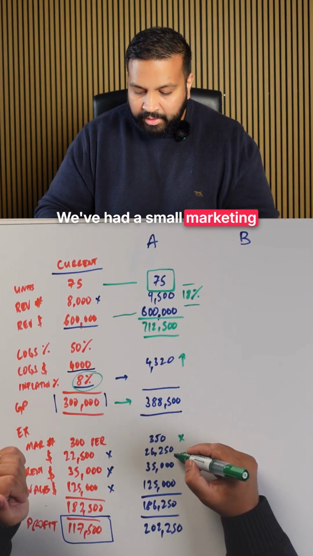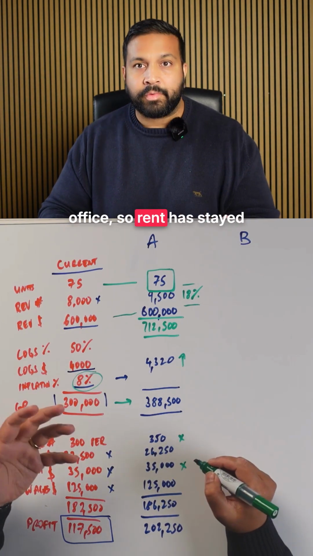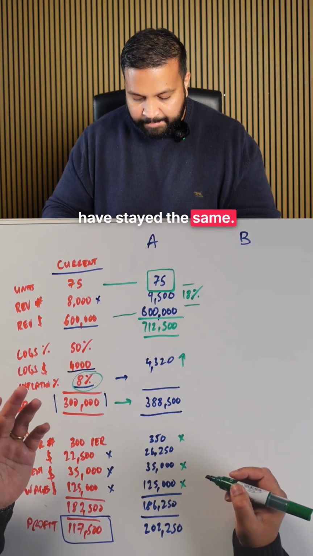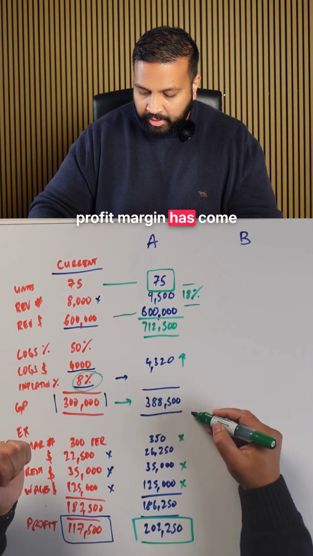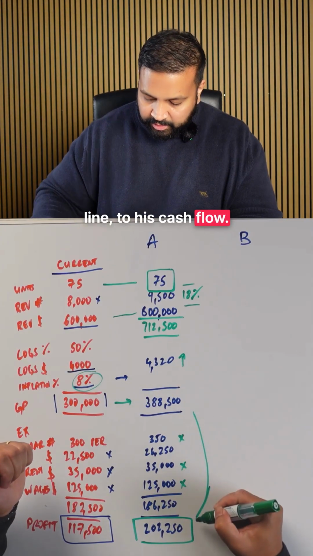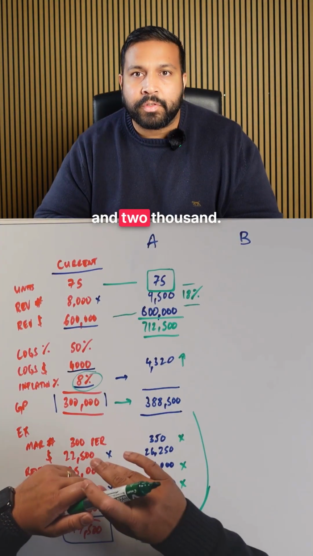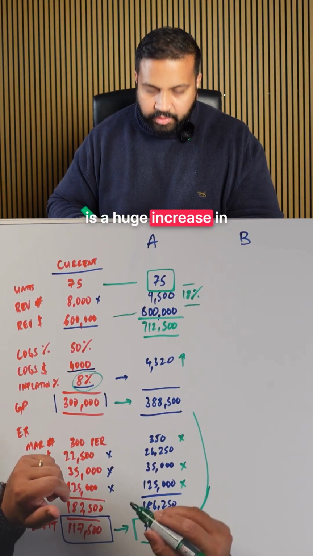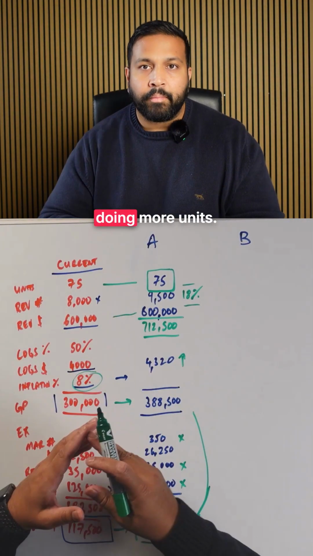For a small marketing increase from $300 a lead to $350, we stayed in the same office, so rent has stayed the same and wages have stayed the same, effectively meaning all of his increase in gross profit margin has come down to the bottom line to his cash flow. So we're going up from $117,000 to $202,000.